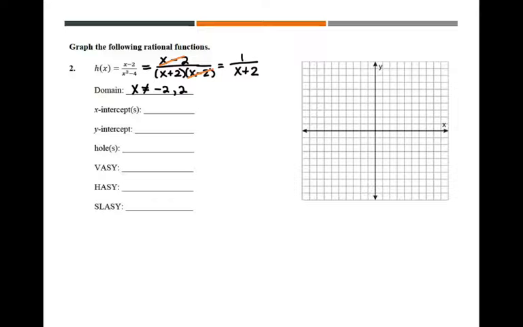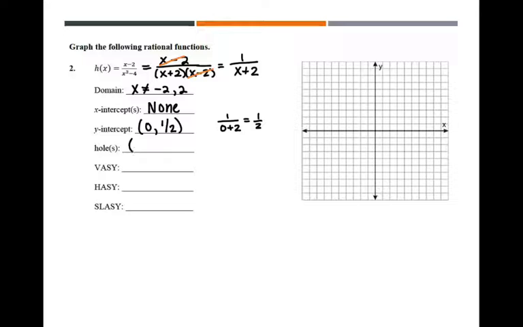Your x-intercepts or zeros will come from the numerator of your function. So if I look at my numerator, it's just 1. I don't have any variables up there. There's no x's up there. So that means this actually is not going to have any x-intercepts. For my y-intercept, I'm going to plug in 0 into my leftover. So I have 1 over 0 plus 2, which is just 1/2. So my y-intercept is at (0, 1/2).